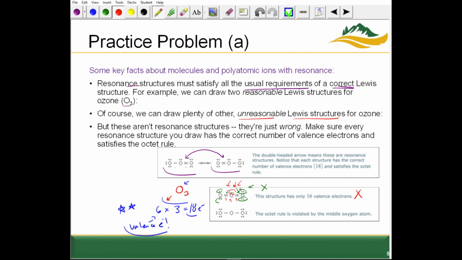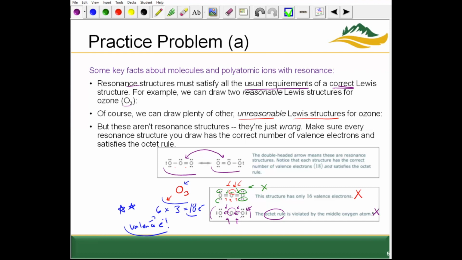Then, well, maybe we could just use all single bonds. If we use all single bonds between the 3 oxygen atoms, this central oxygen just has 1, 2, 3, 4 electrons around it. The octet rule isn't even close to being satisfied if we drew a structure like this, because this central oxygen again just has 1, 2, 3, 4 electrons around it. It wants to have 8. The oxygens on the side, 1, 2, 3, 4, 5, 6, 7, 8, those do have a satisfied octet rule. But overall, this is not a good structure.